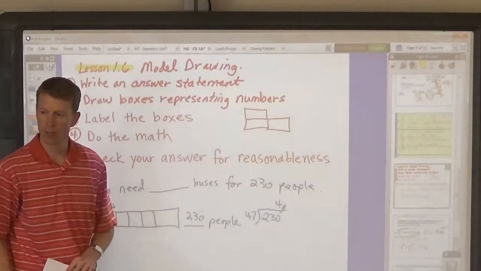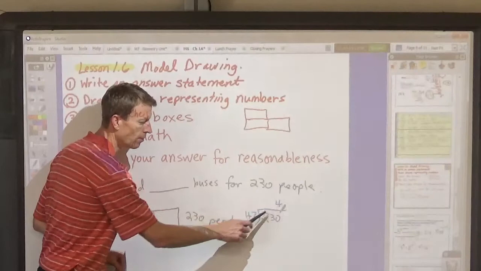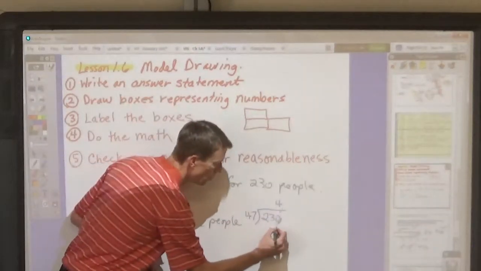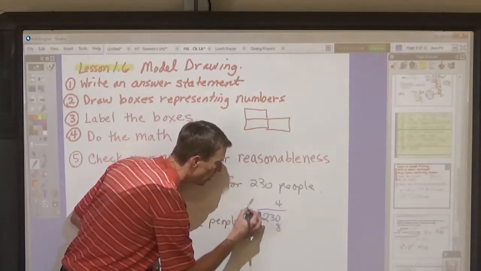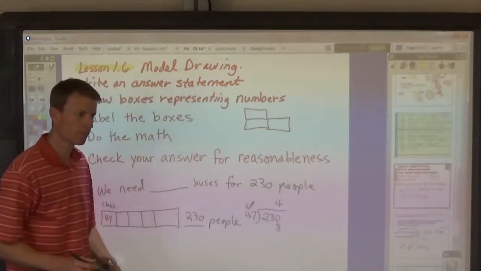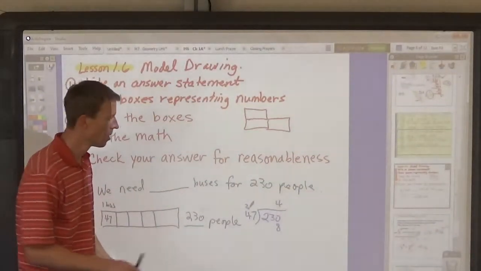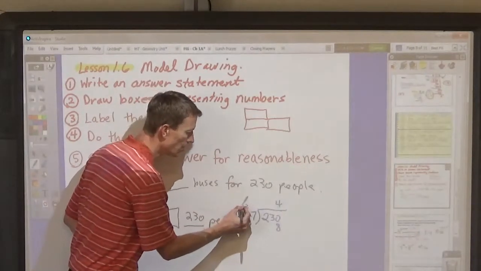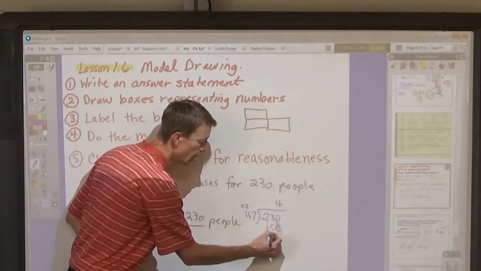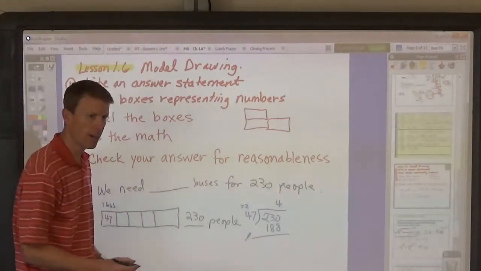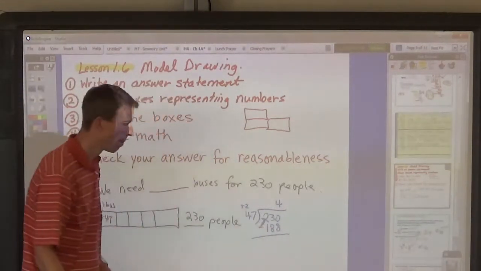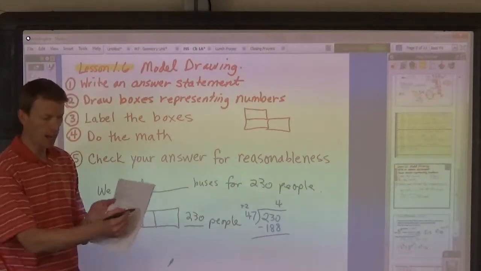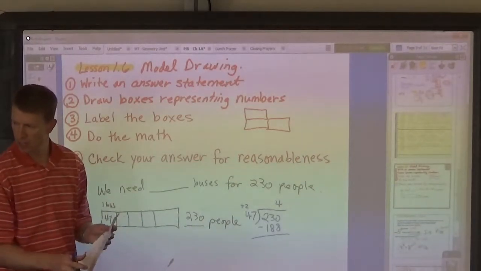So we can divide this out. And now we have to multiply. 4 times 7 is what, class? 28. So we're at the 8 here, the 2 above the 4. 4 times 4 is 16. Plus 2 is 18. Subtract to find the remainder. So do this math on the side of your answer sheet.